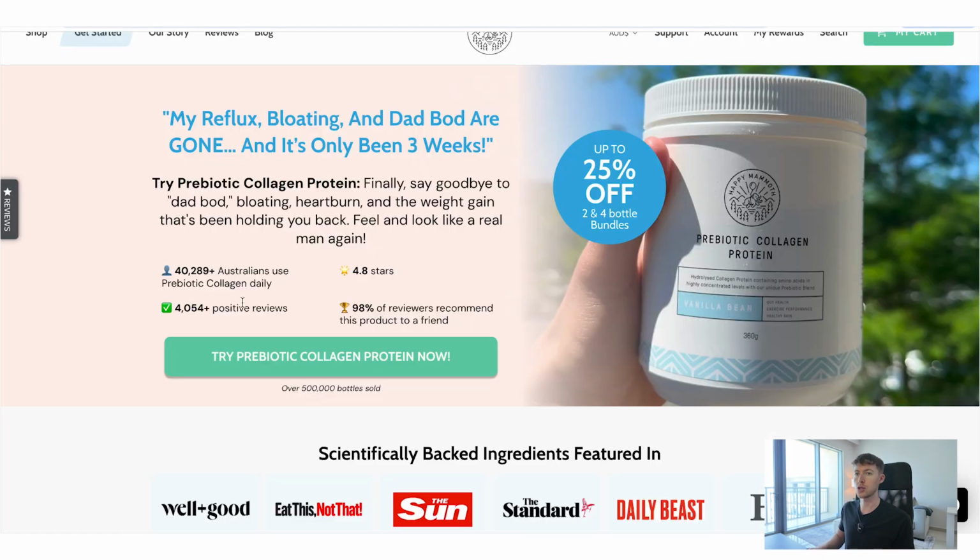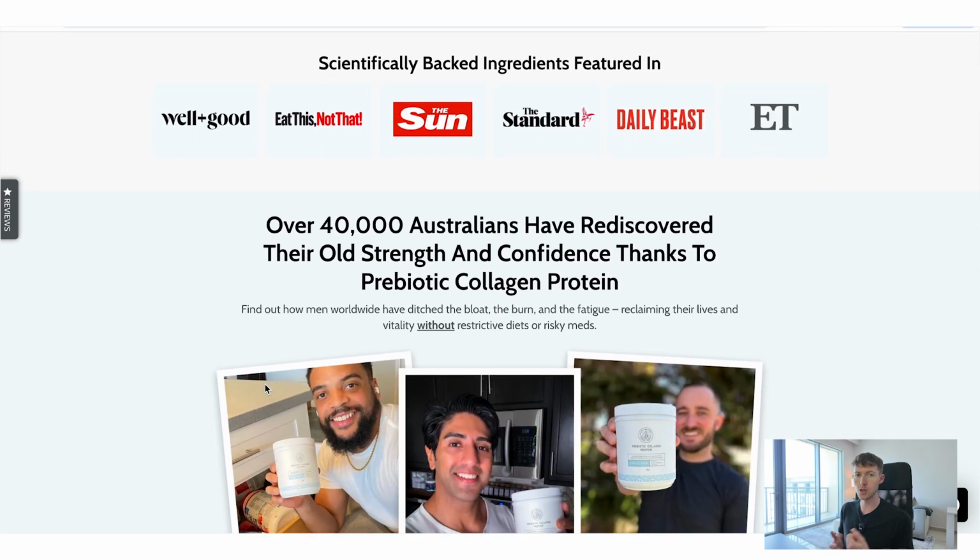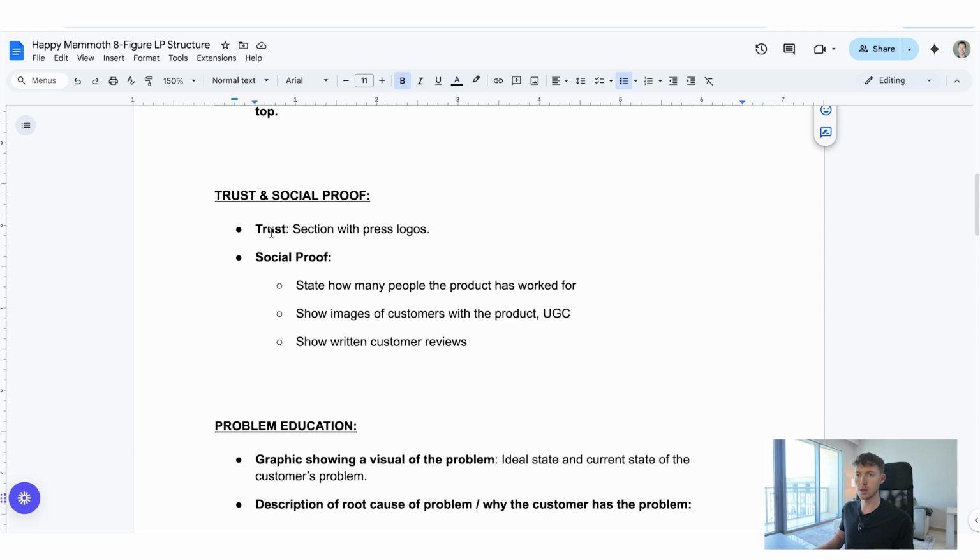So after this hero section, which is really the point at which we grab attention and get the viewer hooked in, we have this next section, which is all about trust and social proof. The first thing is this bar, this section that shows press articles. It shows some trust logos that the product or the brand has been featured in.